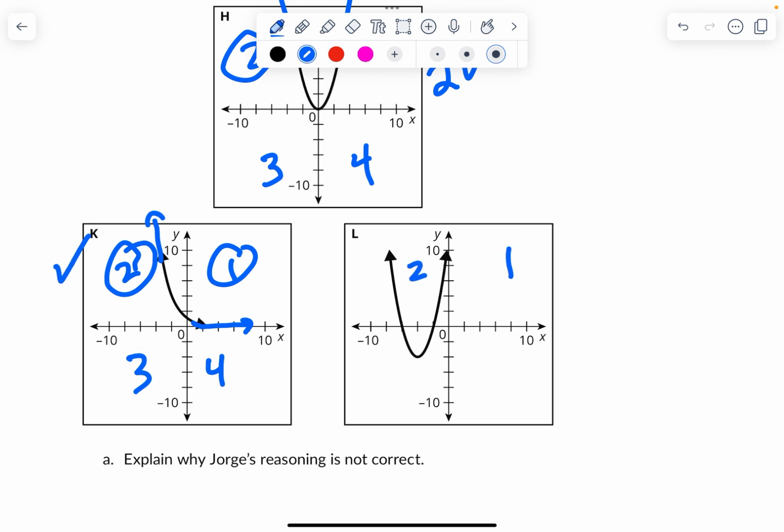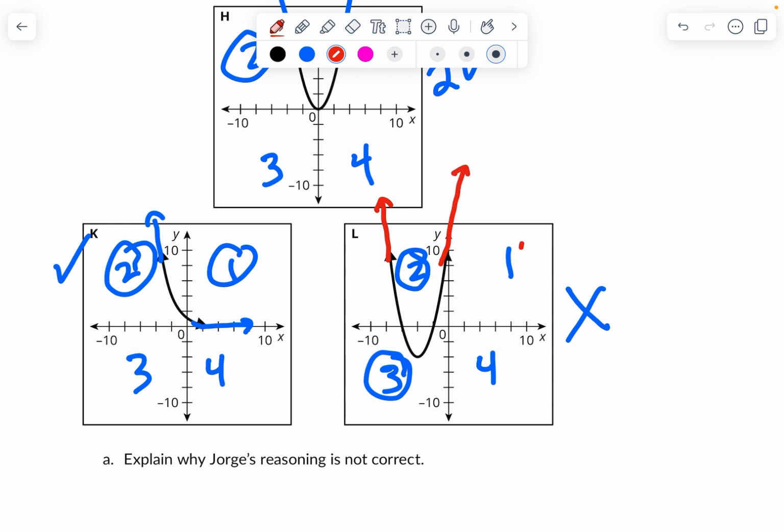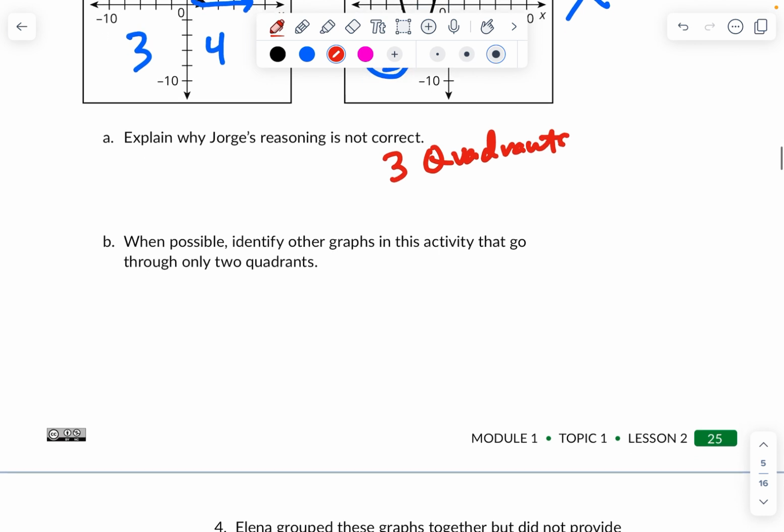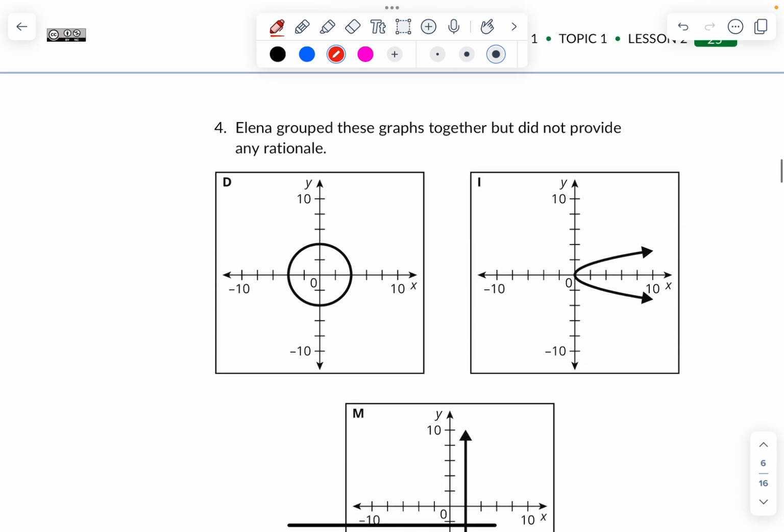But let's look at this last one. Right now, when you look at the picture, I can see that it's in quadrant 3, and I can see that it's in quadrant 2, but this one is actually not right, and here is why. If I extend the left arrow up, it's still in quadrant 2. But if you extend the right arrow up, eventually you're going to be in quadrant 1. So this one is actually going to be in 3 quadrants because it keeps going. So you have to think about what happens when the arrows keep going.